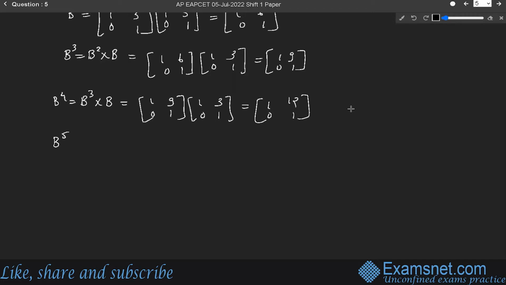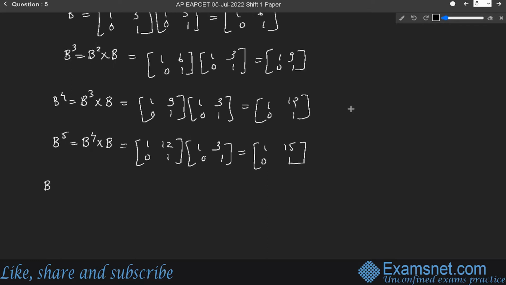Now, B power 5 will be B power 4 into B. So, it will be written as [1 12; 0 1] into B. B is [1 3; 0 1]. On further multiplying, it will be [1 15; 0 1].